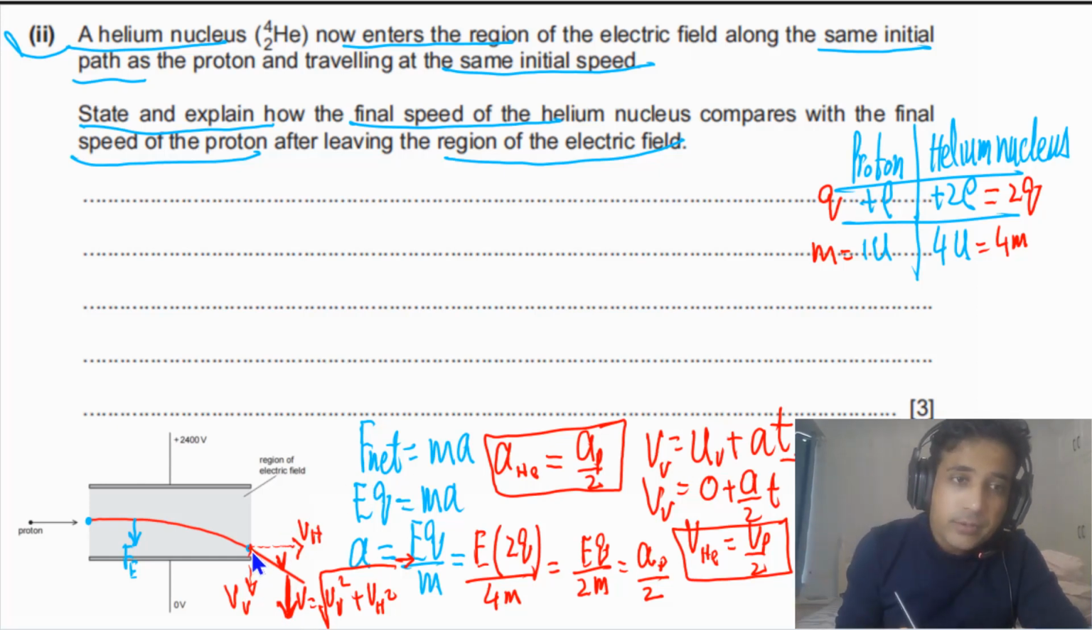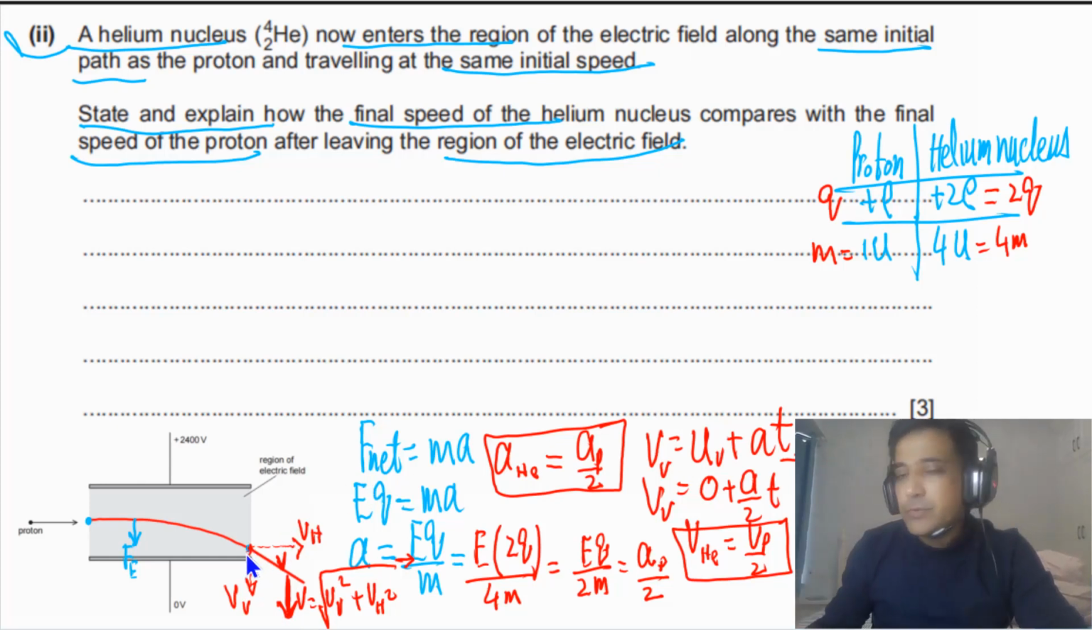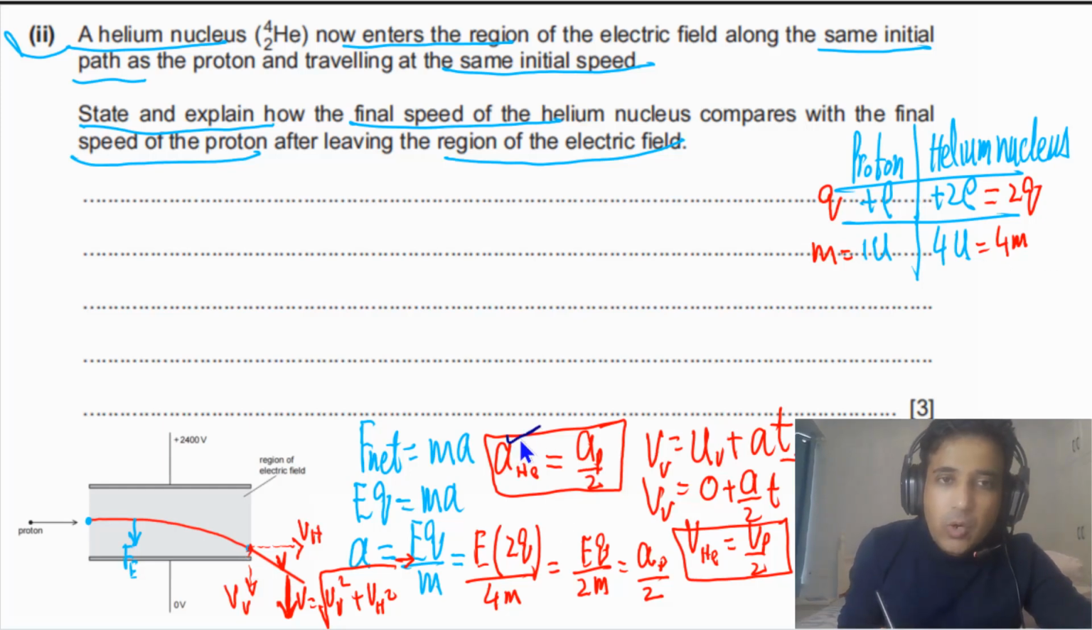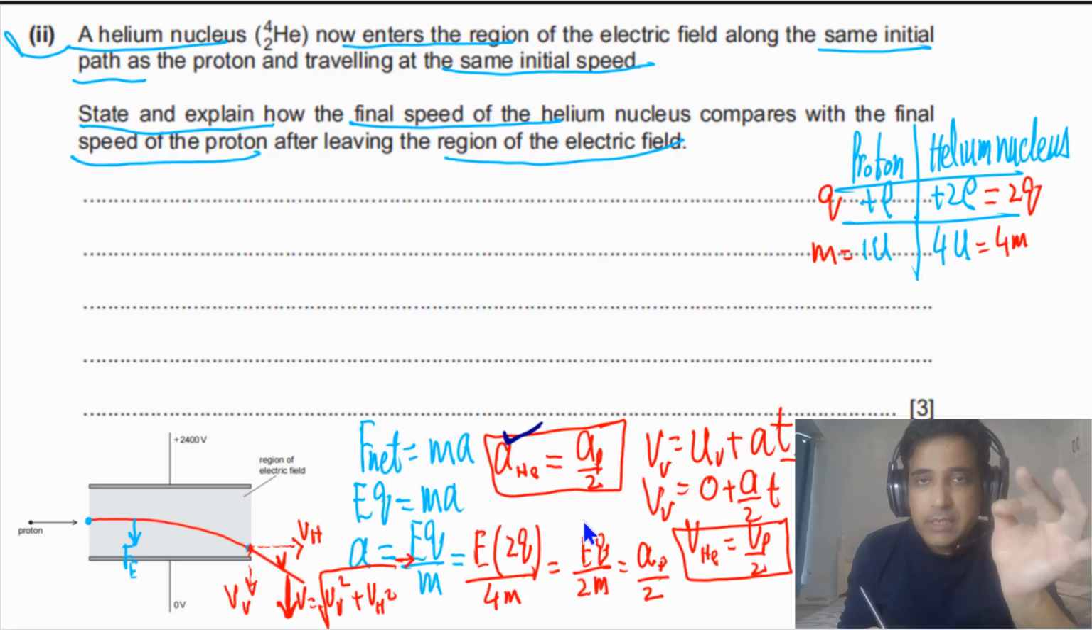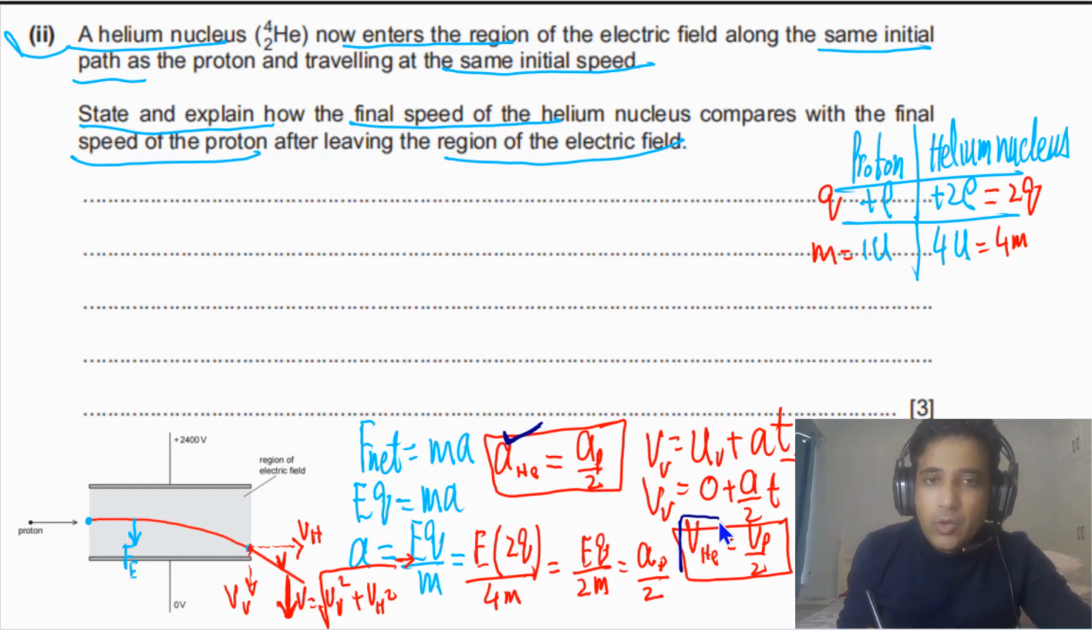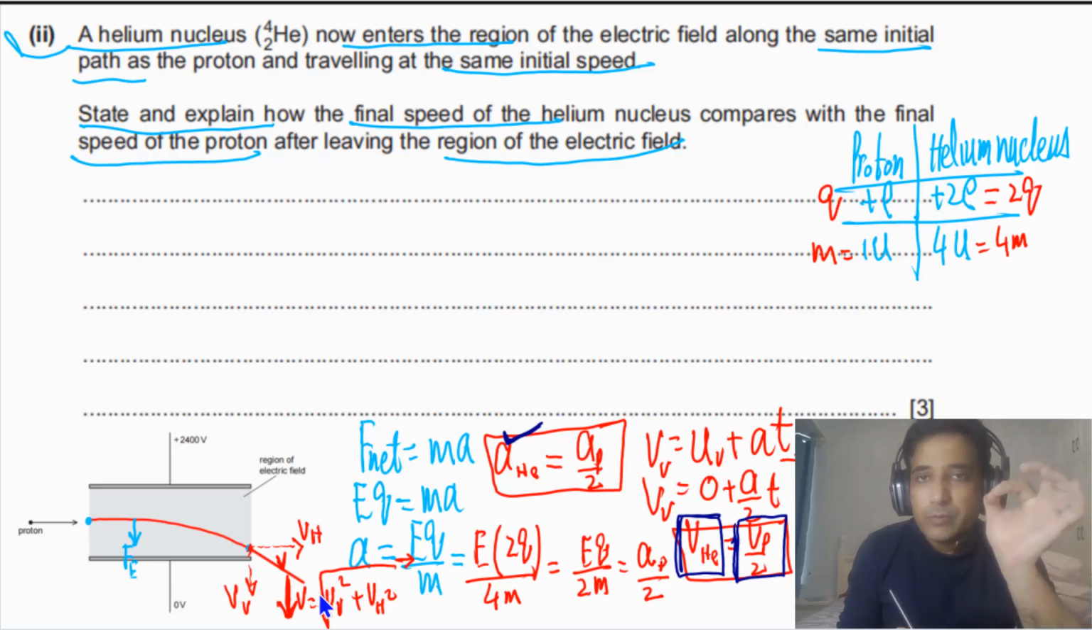These points are important. One thing you need to say: the acceleration of the helium nucleus is lower than the acceleration of the proton, and both particles have the same horizontal component of velocity, because the horizontal component of velocity will not change. Also you can say the vertical component of velocity of the helium nucleus is half of that of the proton. So the final velocity of the helium nucleus will be lower. If we are talking about magnitude, the final speed will be lower for helium. You need to mention these points in the answer.